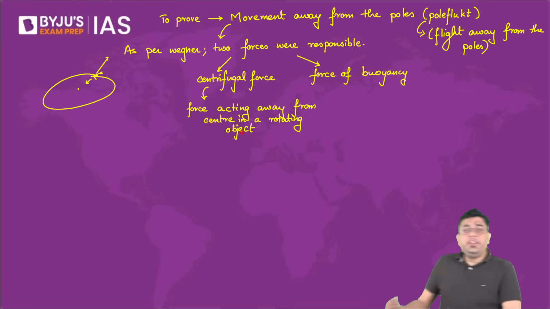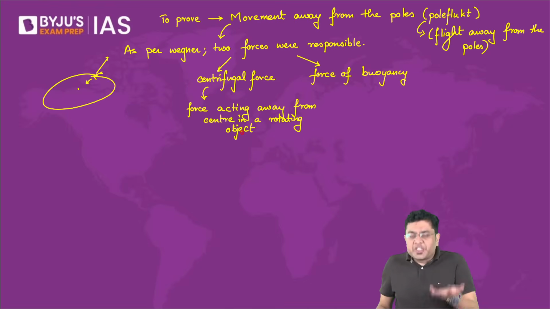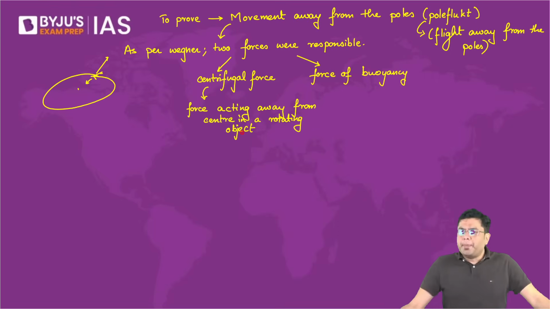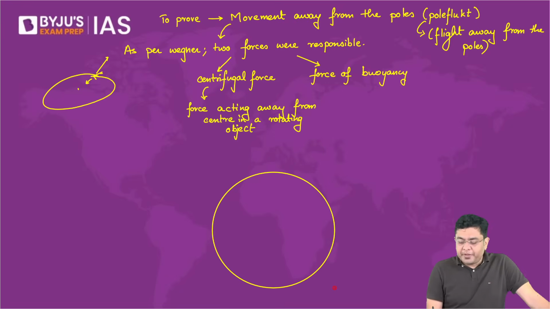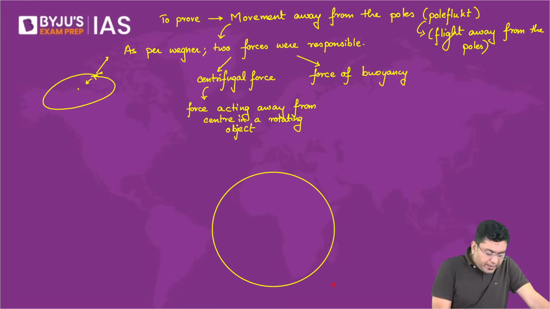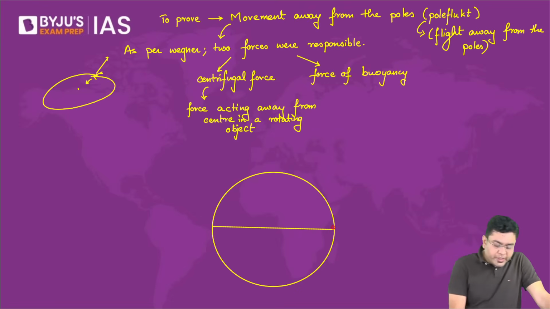And the force of buoyancy we have already talked about: the force which keeps things afloat, the force which is responsible for the flotation of the object. So when we talk about these two forces, how is it that Wagner ascribed the flight away from the poles? He said that the shape of the planet Earth is not a complete sphere. It is an oblate spheroid in a way.